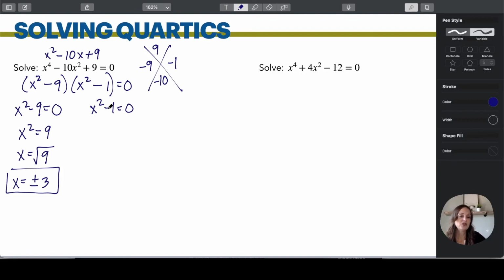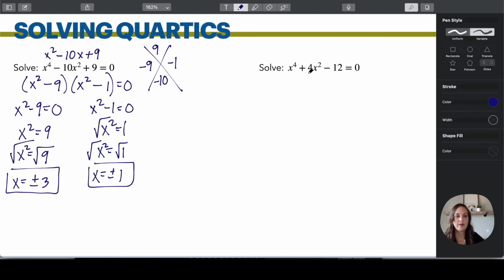Now in this next case, you would just add 1 to both sides and get x squared equals 1. And so then you would take the square root of both sides, and you would get x equals plus or minus 1 as well. Don't forget, make sure you put plus or minus on both sides.